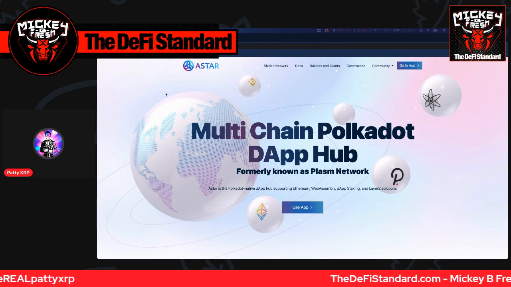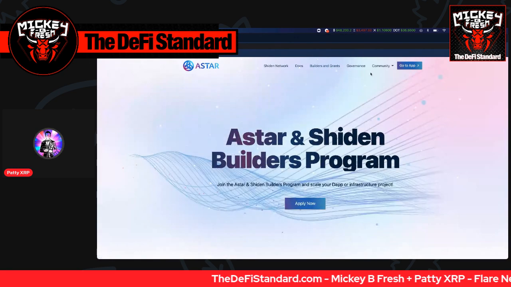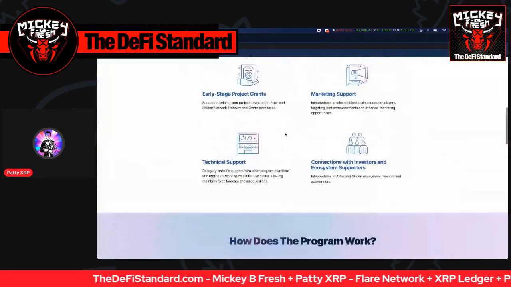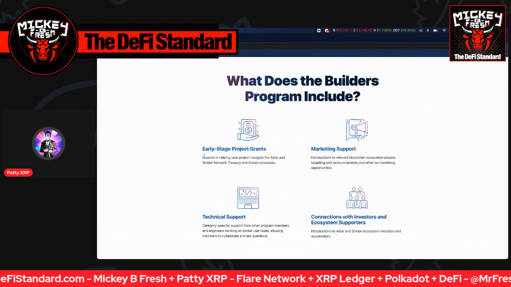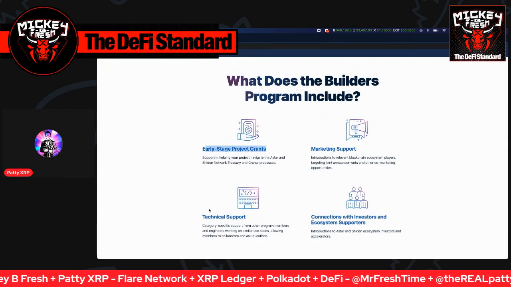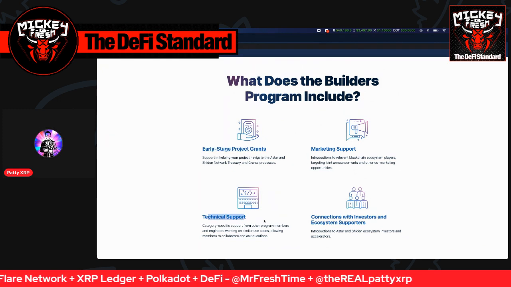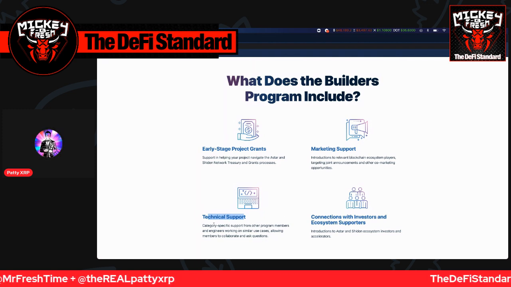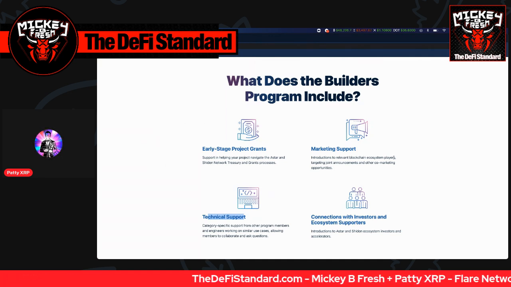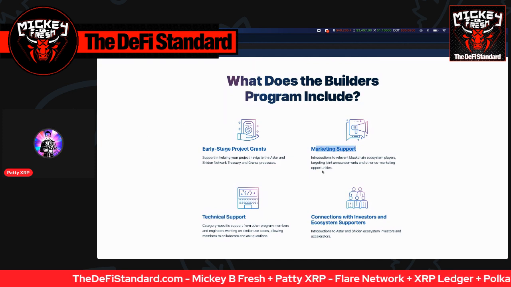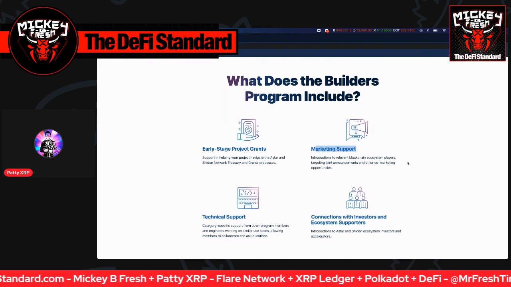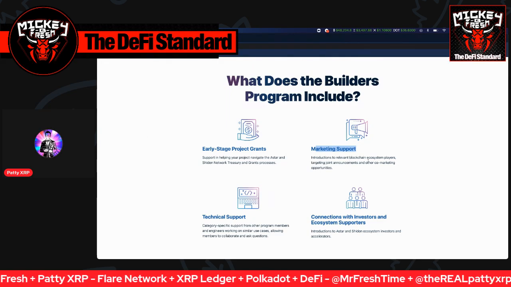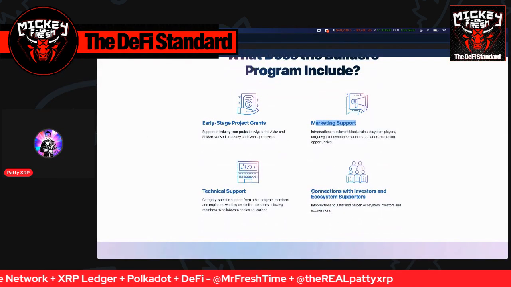And so with that, let's talk about how they have a lot of builders and grants programs. What they're offering to people that are going to come and develop on Astar is early stage project grants. They'll have technical support, so if people are running into tech issues implementing or building smart contracts, they can talk with Staking Technologies, which is the company behind the Astar Network. Additionally, they'll have some marketing support, linking you up with marketers out there, joint announcements, partnerships, things of that nature. And they also have a vast connection with investors and ecosystem supporters.